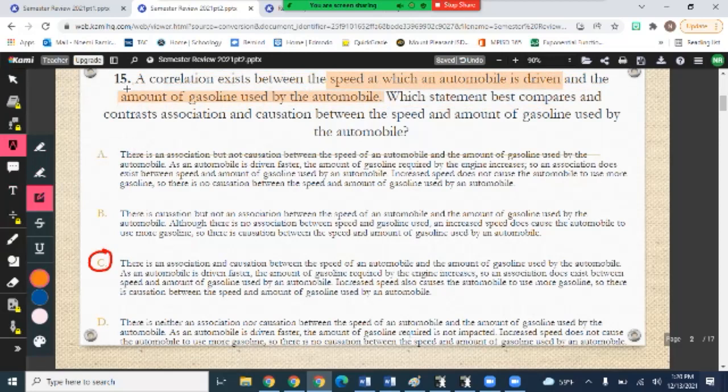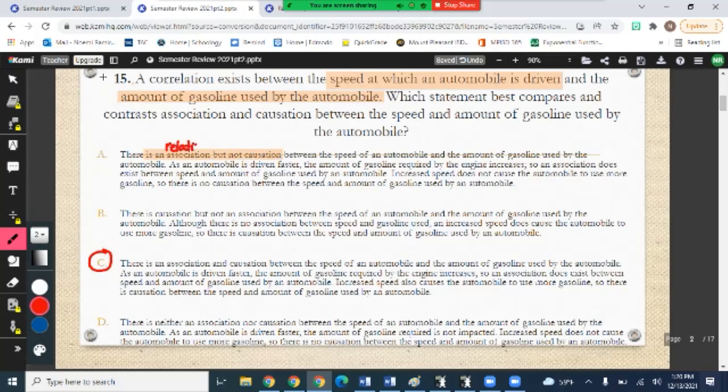Now for A, B, C, and D, all you had to do was read the first part of each answer choice. For A, it says there is an association, but no causation, meaning that there is a relationship. Remember, we said association is a relationship. There's a relationship between the two variables. Causation: does it directly affect the other? It's saying there's a relationship, but it does not directly affect. And we just said it does. So it couldn't be A.